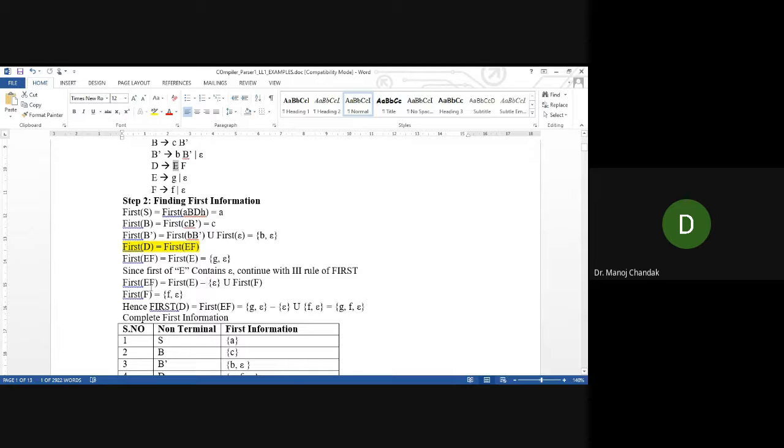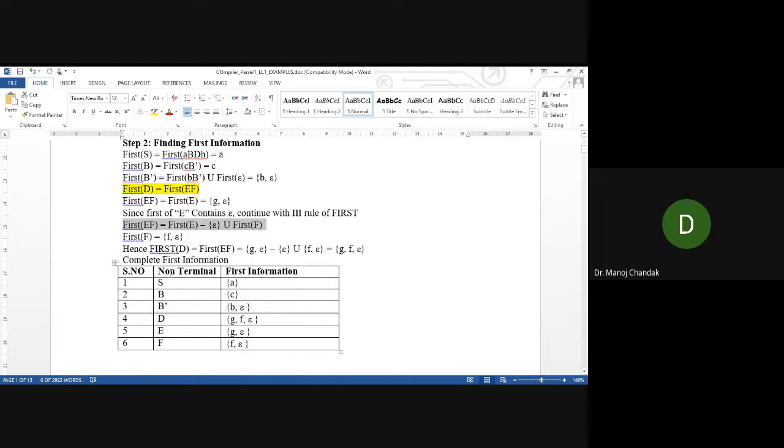Now, if you say first of EF, you can write it as first of E minus epsilon union first of F. This is the rule for resolving the epsilon. So if you want to resolve the epsilon, you write first of EF equal to first of E minus epsilon union first of F. What is first of F? Again, first of F consists of F and epsilon. So again, you find epsilon there.